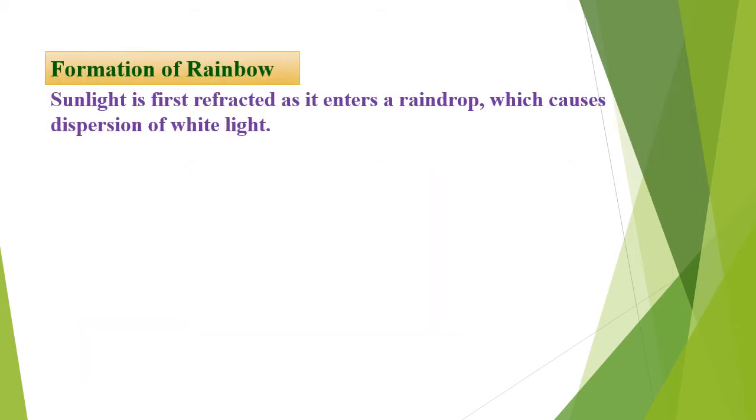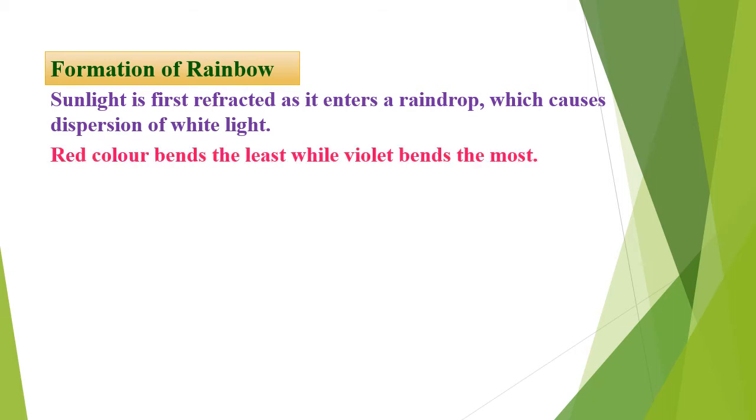Formation of a rainbow. Sunlight is first refracted as it enters the raindrop, right? It is moving from a rarer to a denser medium, therefore it bends towards the normal. When it reaches the second, opposite surface, if the angle of incidence is more than the critical angle, it will be reflected back. So it will come out once again. Reflection is taking place and refraction is also taking place. When it undergoes refraction, it is split into 7 colors, so dispersion is also taking place. Red color bends the least, violet color bends the most inside the droplet.